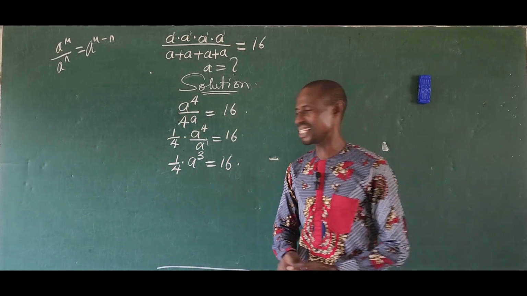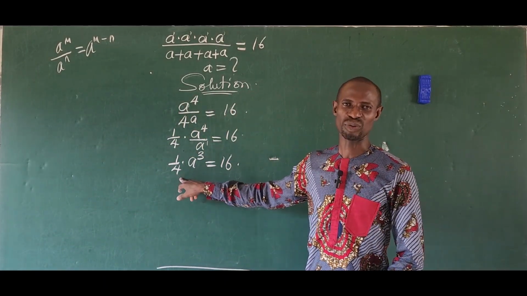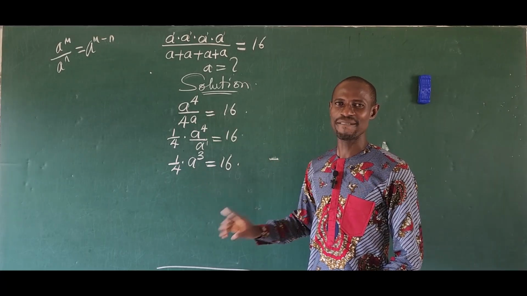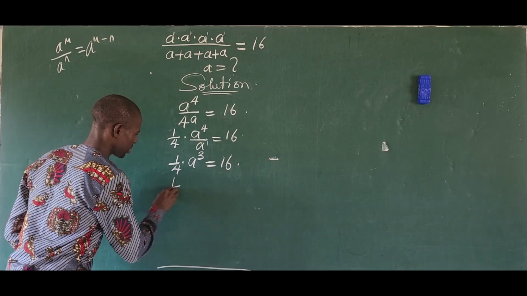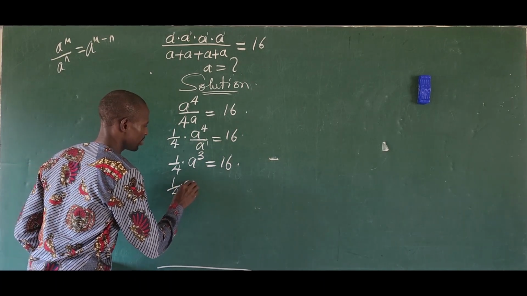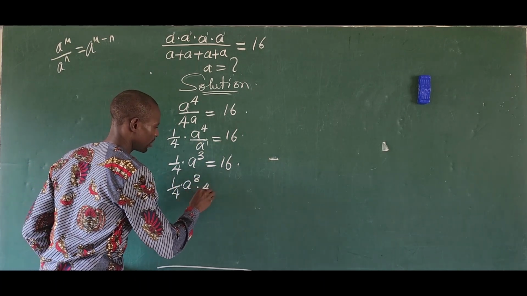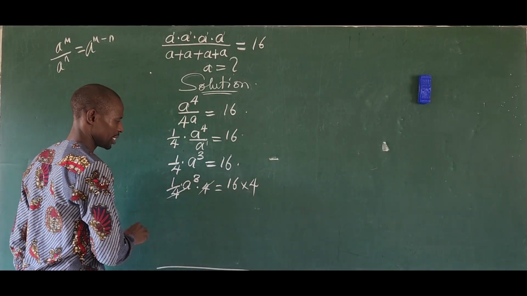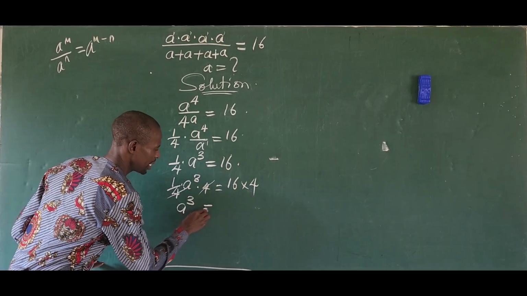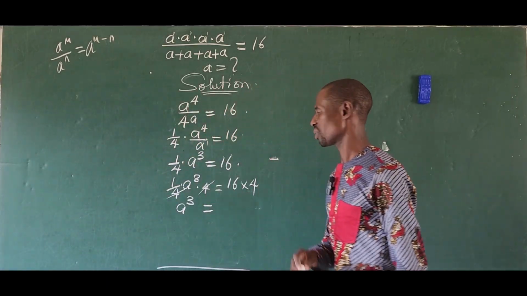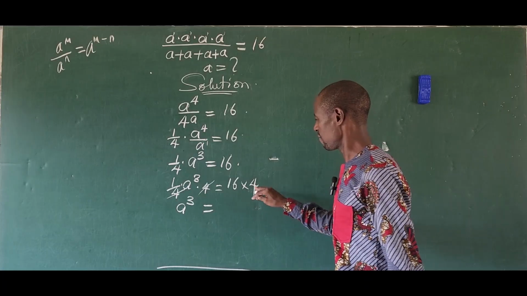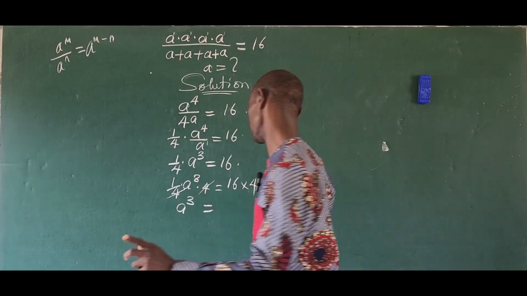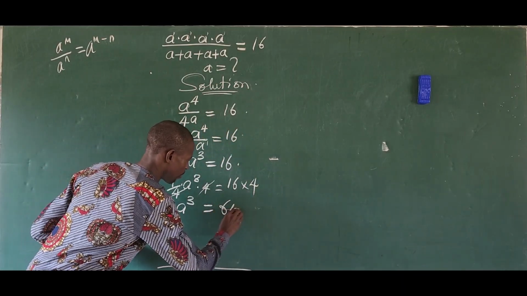So the next thing we do here is just to eliminate this 4. And how do we go about that? We multiply both the right-hand side and the left-hand side of the equation by 4. So this is going to give us 1 all over 4 times a to the power of 3 times 4, equal to 16 times 4. So this and this will leave. We're now left with a to the power of 3 is equal to 4 times 6 will give us 24. 24, put down 4. There, 4 times 1 will give us 4, plus the 2 you carry gives us 6. So that's going to give us 64.